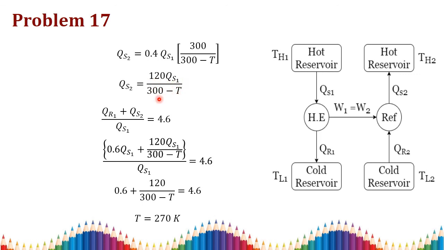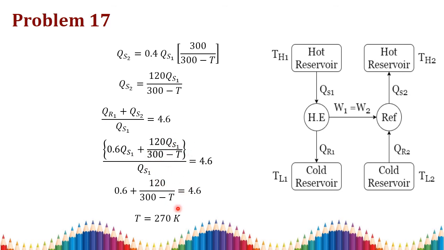Why I said in the initial stage of the problem that the only relation they were giving us is (QR1 plus QS2) divided by QS1 is 4.6: we need to eliminate this QS1. We have to replace QR1 in terms of QS1. In the first heat engine we found QR1 is equal to 0.6 of QS1. Just we have written QS2 as 120 QS1 divided by (300 minus T). Again you cancel all the QS1 terms, and the only unknown is the cold sink temperature T.